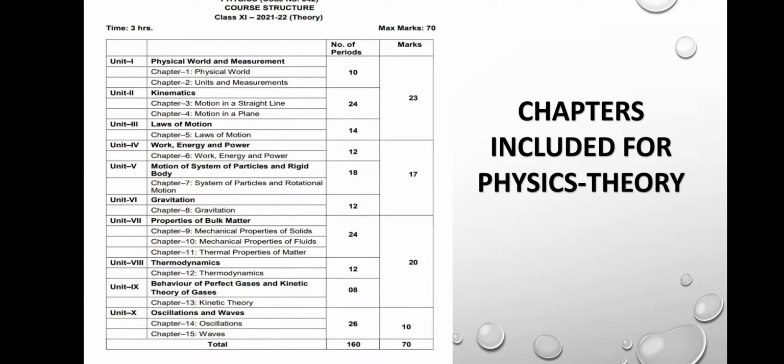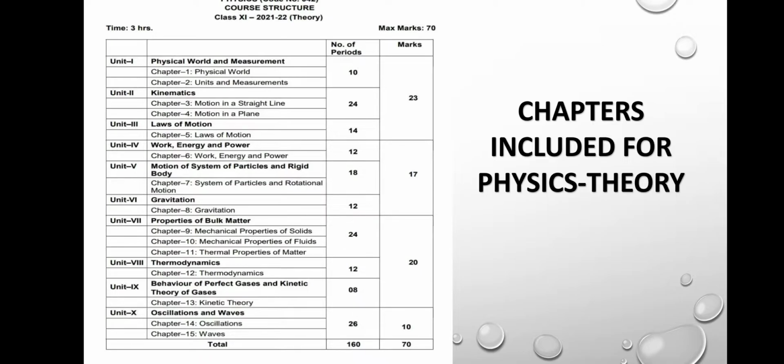In unit 2 you have kinematics, which includes chapters 3 and 4, motion in a straight line and motion in a plane. In unit 3 you have laws of motion, that is chapter 5. In unit 4 you have work, energy and power, that is chapter 6. Then in unit 5 you have motion of system of particles and rigid body. So you will be studying in chapter 7 the system of particles and rotational motion. Then in unit 6 you have gravitation, that is chapter 8.